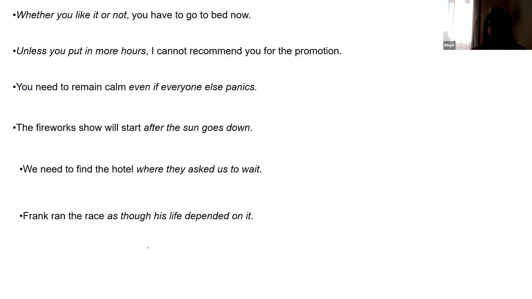All right. Now, whether you like it or not, you have to go to bed now. Now, let's see. What is this? Adverb clause of concession, because this is your adverb clause. Whether you like it or not, you have to go to bed now. So that is adverb clause of concession.